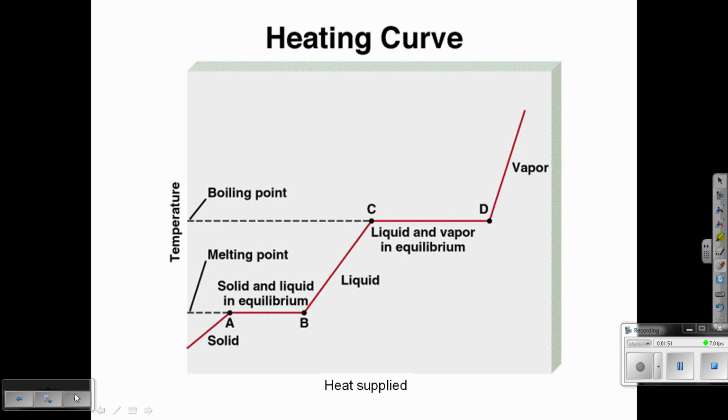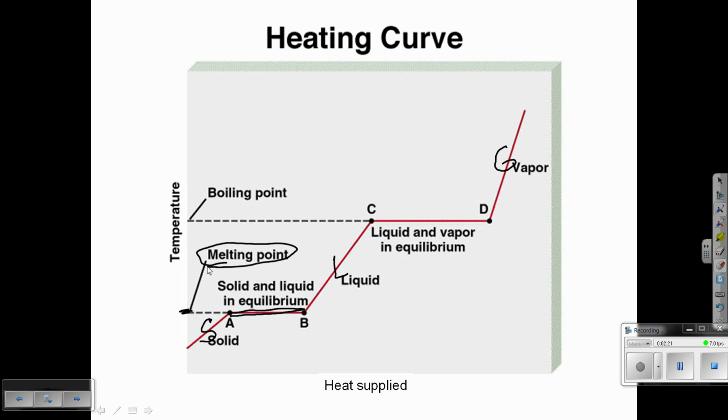A couple things you need to be aware of. Solids are always represented by the lowest level on a heating curve. So solids would be here, liquids are in the center, and gases or vapor are right there. The flat lines you have to pay particular attention to, like between A and B, we say the solids and the liquids are in equilibrium. That means at that point the temperature is not changing. That's why you see the line is flat, it has no slope, because that's what we call the melting point. That's the melting point of the substance.